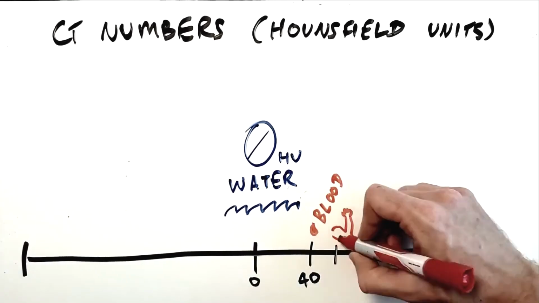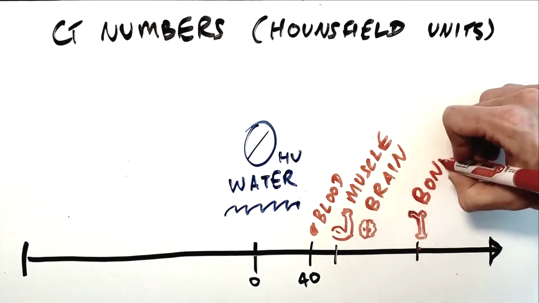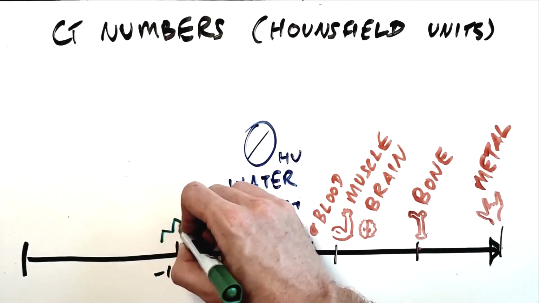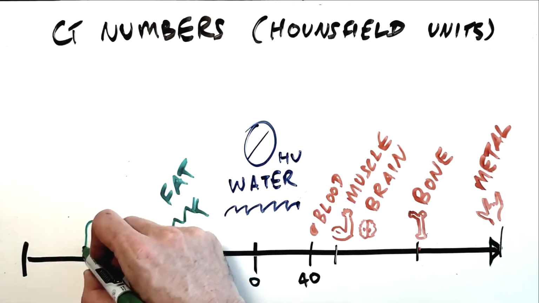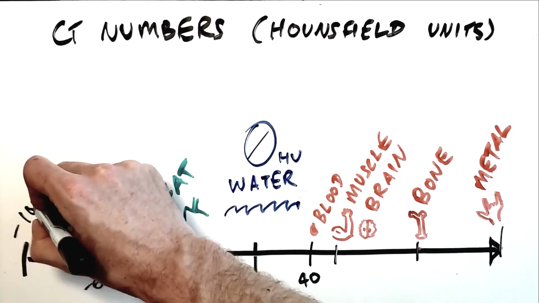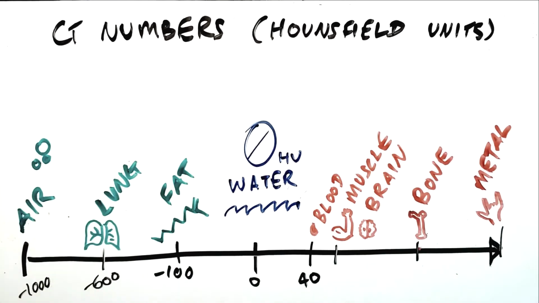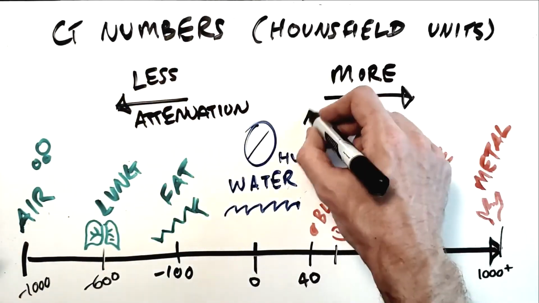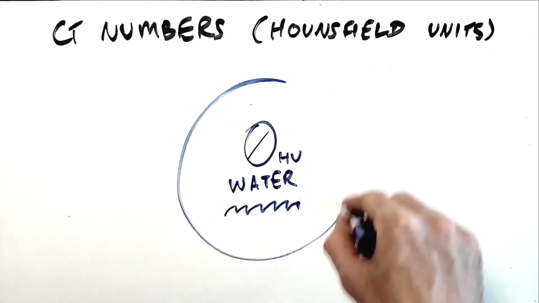The CT number is a measure of the radiographic density of a voxel described with reference to the density of water. This means that the CT number of water is 0 Hounsfield units. The CT number of anything which attenuates more X-rays than water, blood, muscle, brain, solid organs, bone, or metal, those are all greater than 0 Hounsfield units. The CT number of anything which attenuates less X-rays than water, so fat, lung tissue, or air, is less than 0 Hounsfield units.